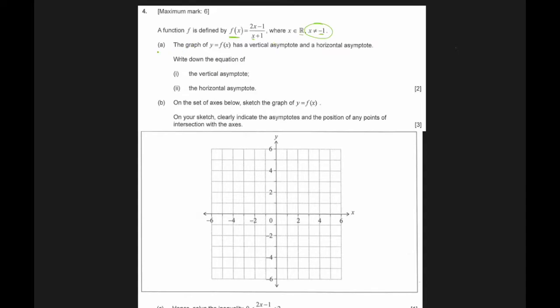Alright. A part says the graph of y equal to f(x) has a vertical asymptote. Okay, it's a rational function, so yes, it will have a vertical asymptote and a horizontal asymptote. Write down the equation of the vertical asymptote. The vertical asymptote, which is 90 degrees to the x-axis, and they've already given that it is undefined for minus 1. That means at minus 1 there will be a vertical asymptote.